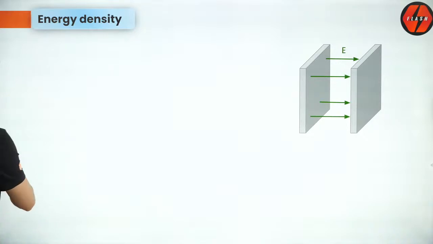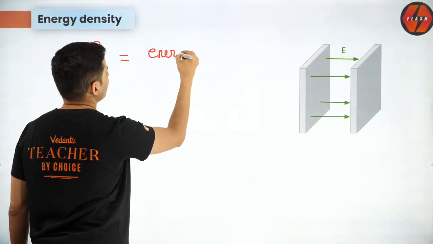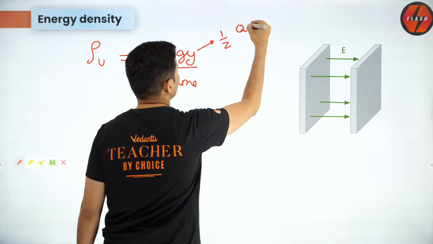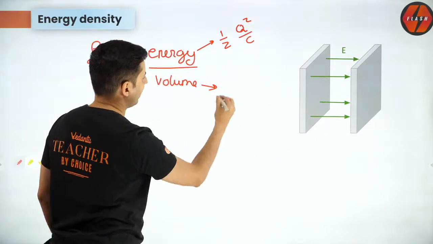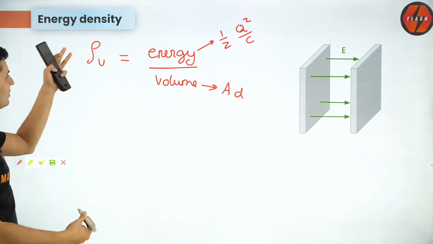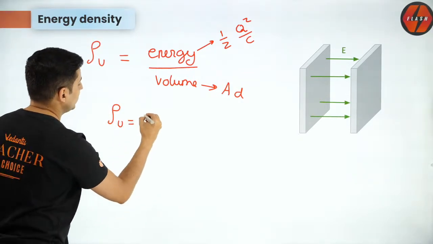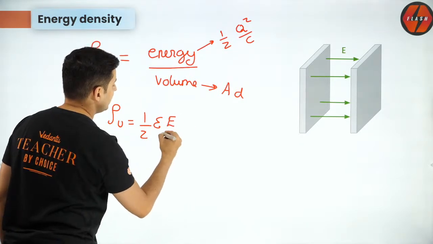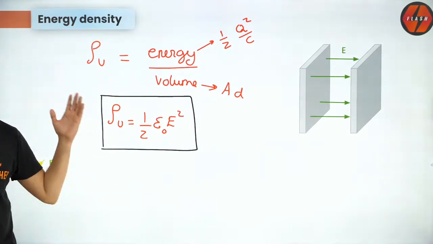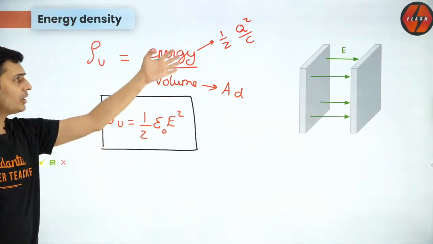Last thing for today, energy density. If you find how much energy is there per unit volume, where this energy will be half q square by C, and this volume, let's say for a parallel plate, will be area into the distance, because that's the volume of the cuboid. That is called the electrical energy density. Rho stands for density, U stands for the electrical potential energy density. So rho U comes out to be half epsilon naught E square. This is the formula, and you are supposed to know this formula. Very important formula. Electrical energy density, half epsilon naught E square.